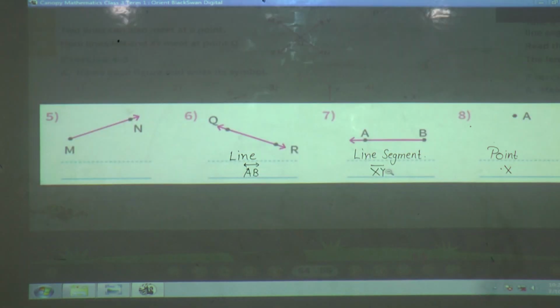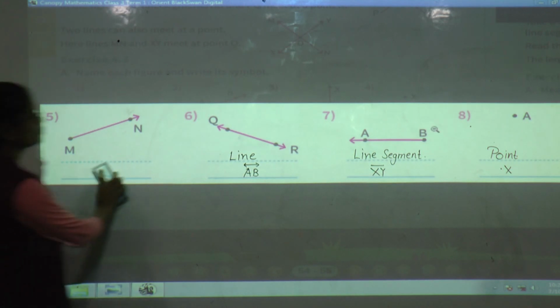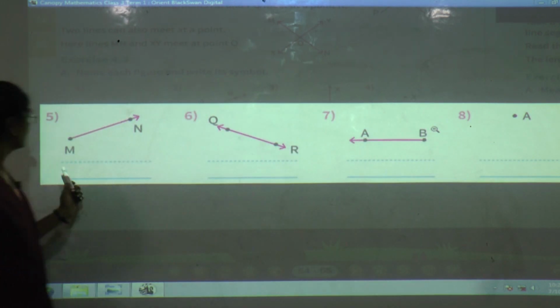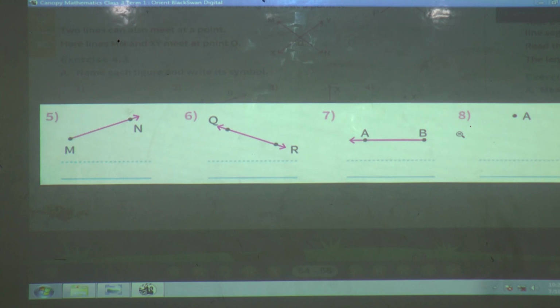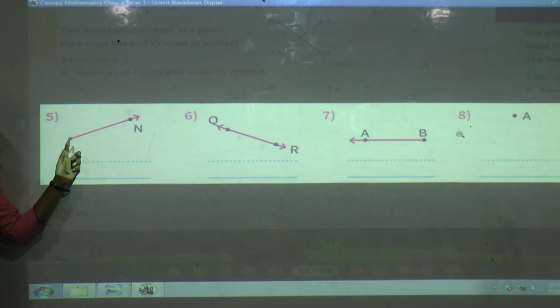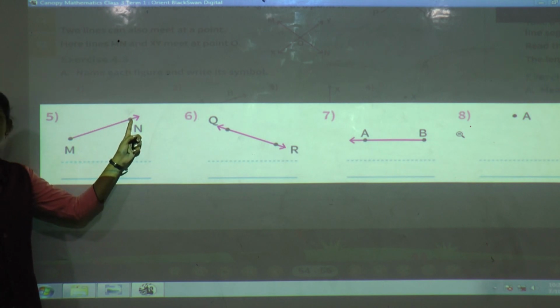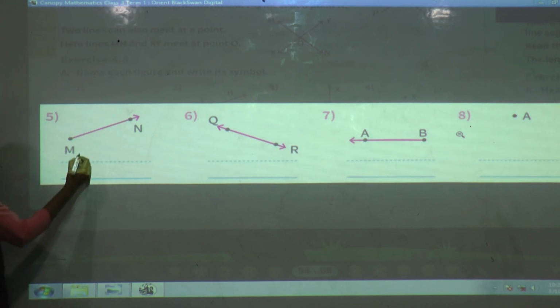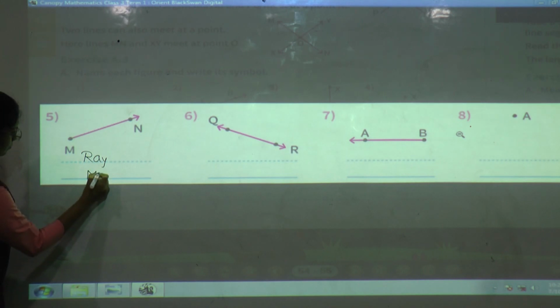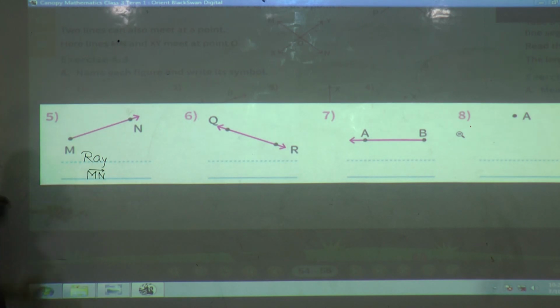The next, we will see the fifth one. What is this fifth? Yes, this is a ray. Why? Because it has a beginning point but it does not have an end point. So it is a ray. So I'll write here ray. Now what is the name of the ray? Ray MN. So in this way we can write the name, ray MN.